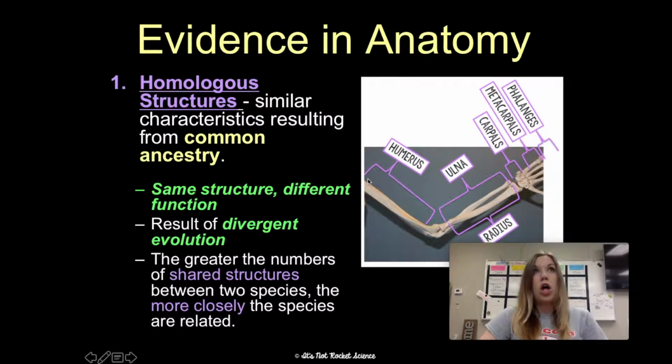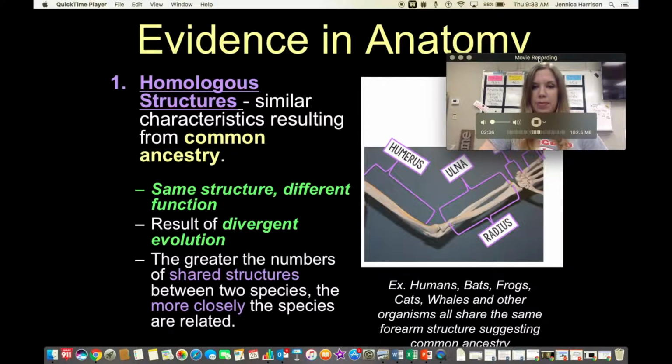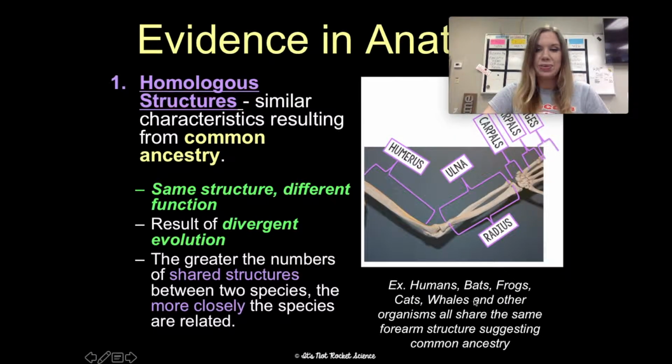There are various organisms that showcase this structure. I believe it is humans, whales, bats, and so on and so forth. Same structure, again, different function. The greater the number of shared structures between two species, the more closely the species are related. This example here was humans, bats, frogs, cats, whales, and other organisms all sharing the same forearm structure, and this is another piece of evidence that suggests common ancestry.